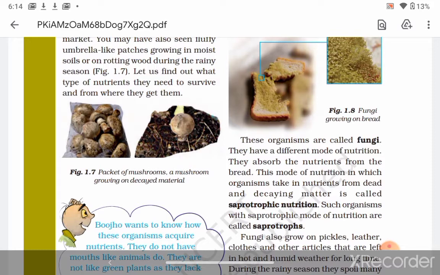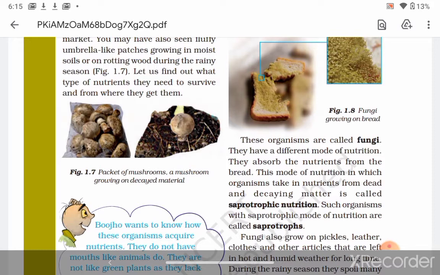They have a different mode of nutrition. They absorb nutrients from the bread. This mode of nutrition, in which an organism takes in nutrients from dead or decaying matter, is called saprotrophic nutrition. Such organisms with a saprotrophic mode of nutrition are called saprotrophs.